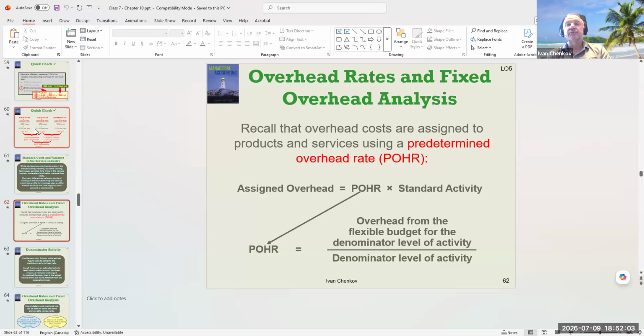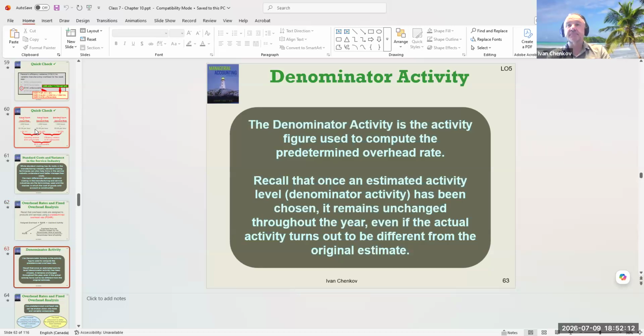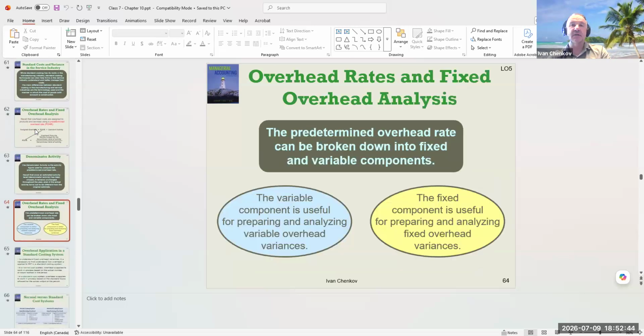And as a denominator, we're going to choose the denominator level of activity, which we're going to estimate as well. Now, once we have that, the key here is the denominator activity. The denominator activity is the figure which is used to compute the predetermined overhead rate. Once we estimate the activity level, or denominator activity, it remains unchanged through the entire year. So we're not changing predetermined manufacturing overhead through the period until the period is over. Then we can do some new calculation, new adjustments if it's necessary.